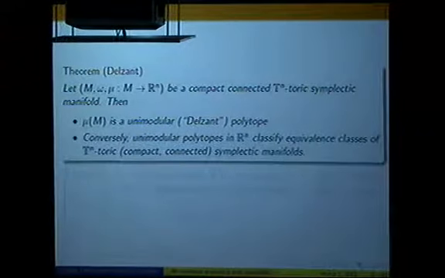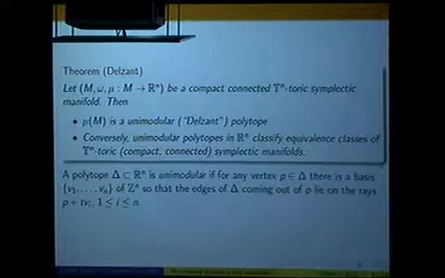So the first claim is that the image of the moment map is a special kind of polytope. And conversely, any such polytope can occur as the image of the moment map, and up to isomorphism, it uniquely determines everything: the manifold, the symplectic form, the action. Right, so the next comment is, what does it mean to be unimodular? And that was referred to yesterday.